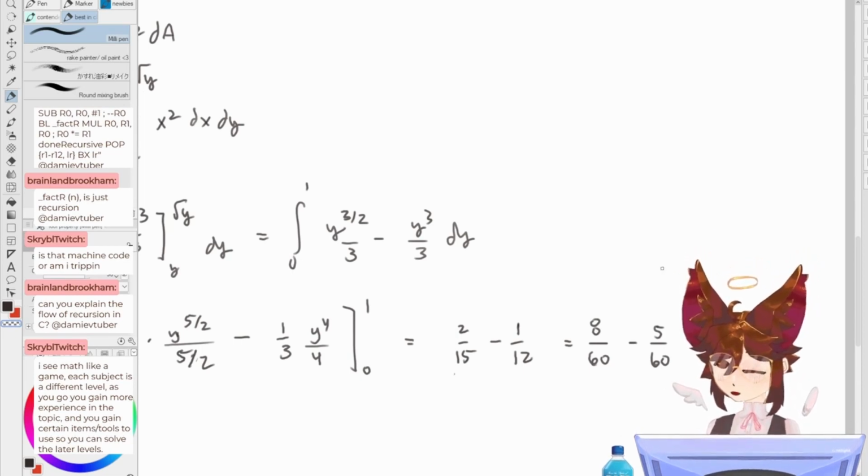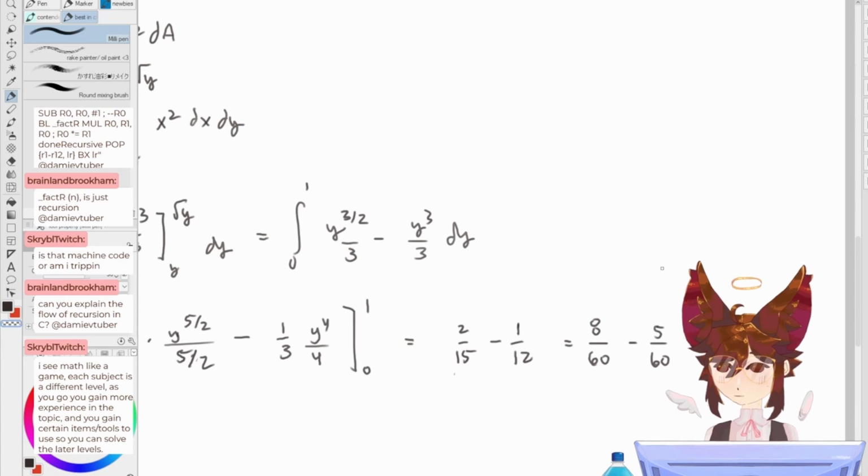I see math like a game. Each subject is a different level, and as you go up, you gain more experience in the topic, and you gain certain items, tools you can use to solve later levels.